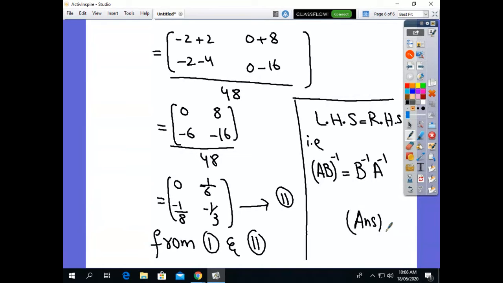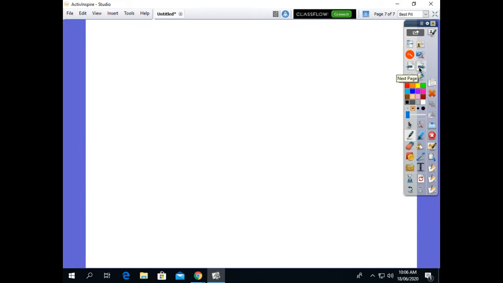Now we start the exercise 1.6. Open the page. We start the exercise 1.6. Open page number 28.